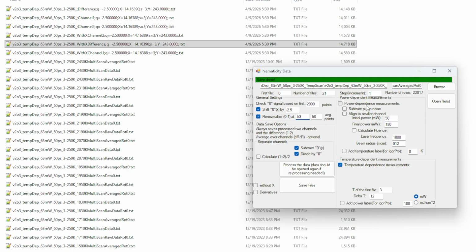For power-dependent measurements, I go into more detail in the power routine. Temperature-dependent measurements are in the temperature routine.